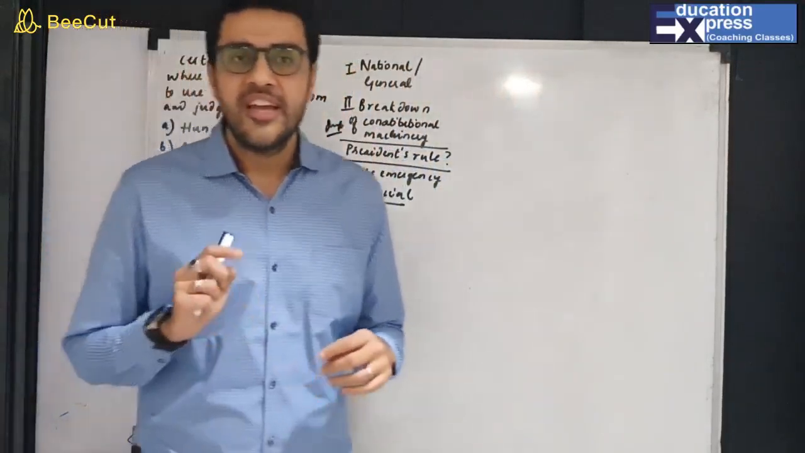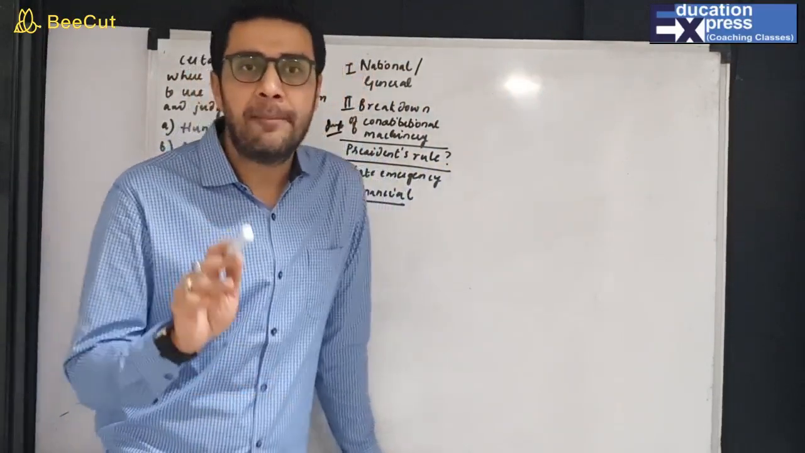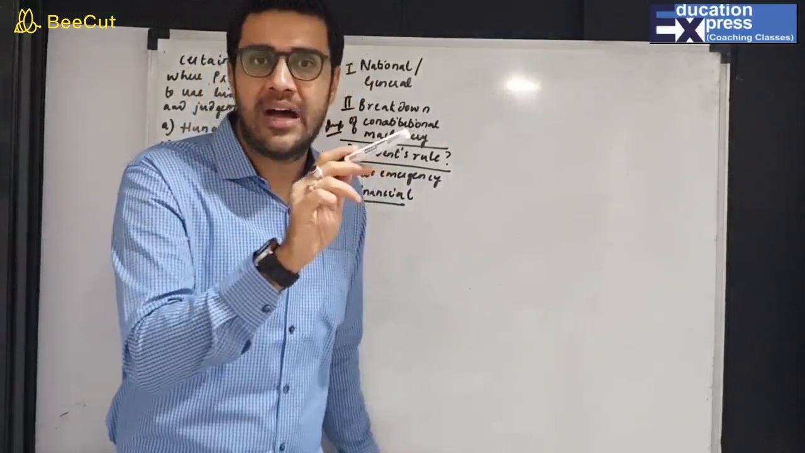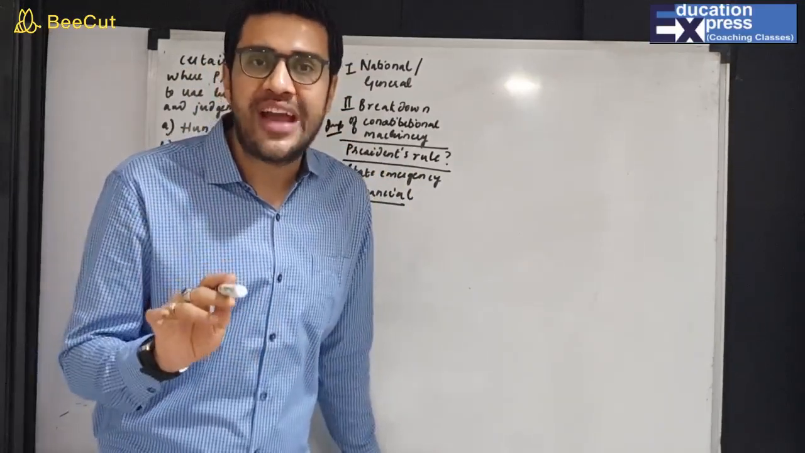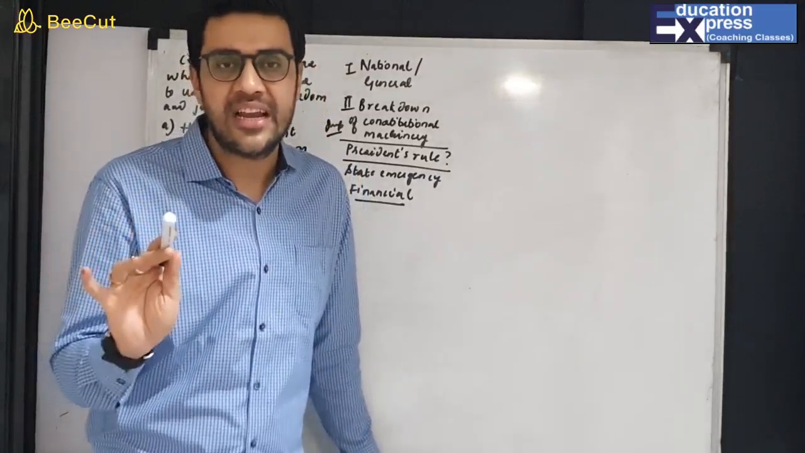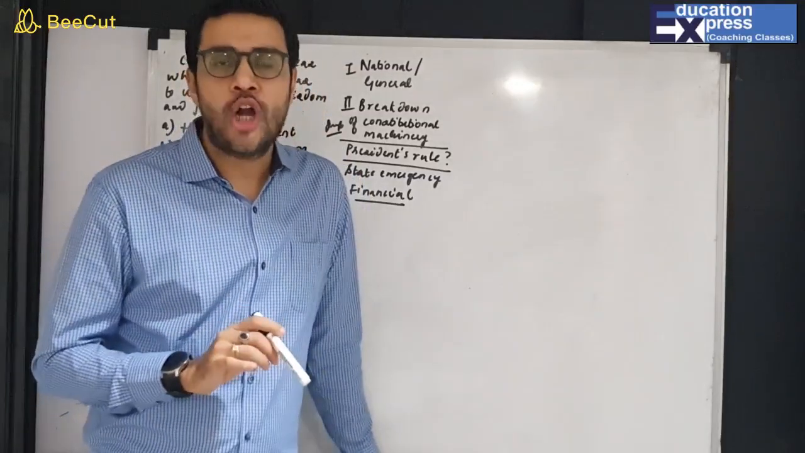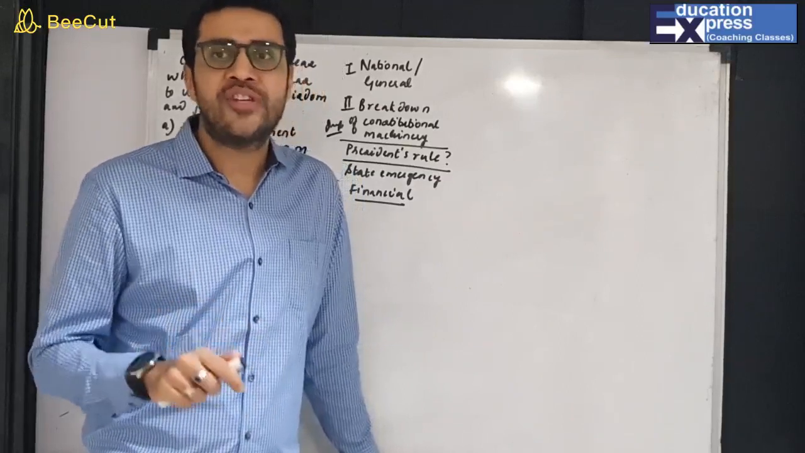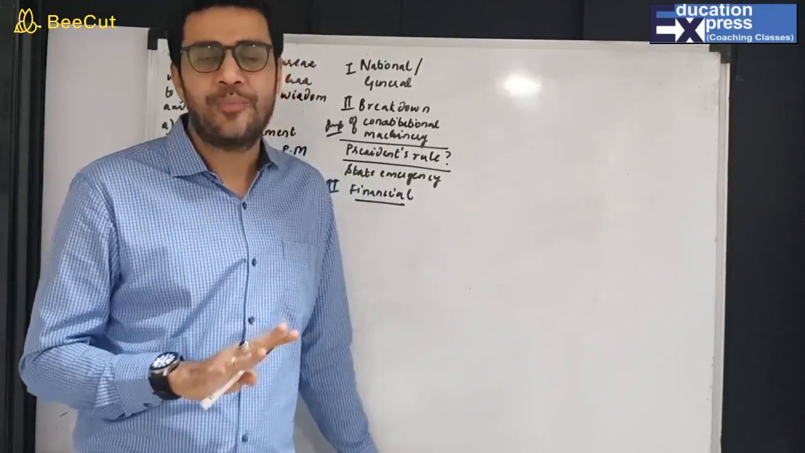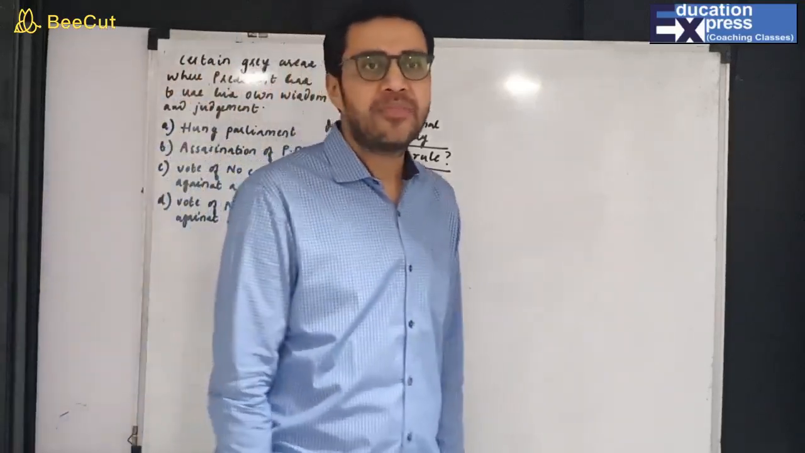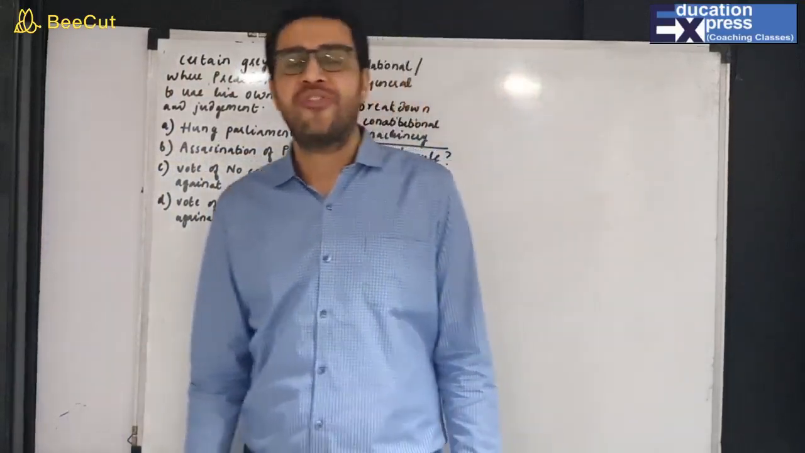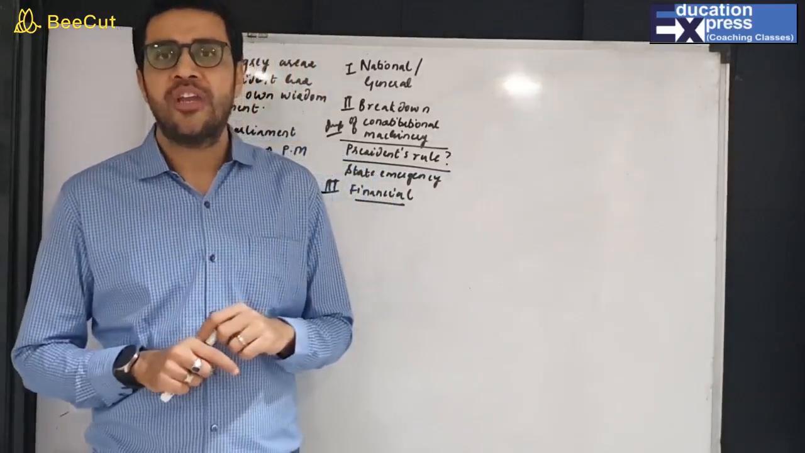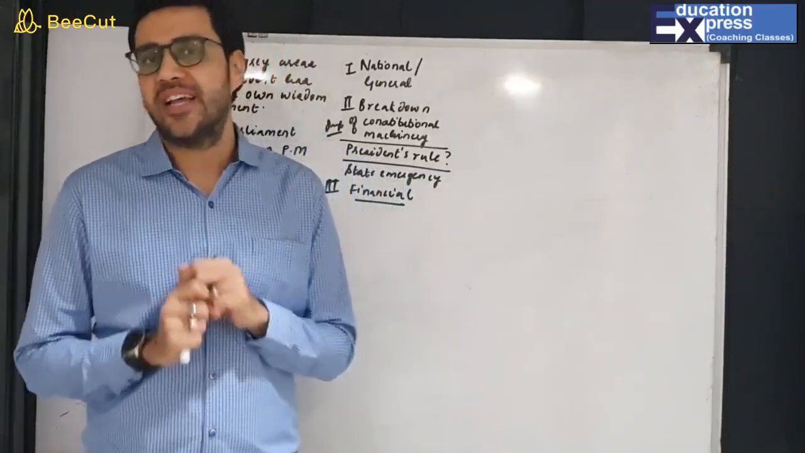Third point, he or she should be qualified to be a member of Rajya Sabha. For president, you wrote he or she should be qualified to be a member of Lok Sabha. Here you write, he or she should be qualified to be a member of Rajya Sabha. Is that very clear? And fourth point, he or she should not hold any office of profit under the government. So four points: citizen of India, 35 years of age, qualified to be a member of Rajya Sabha, and no office of profit under the government.